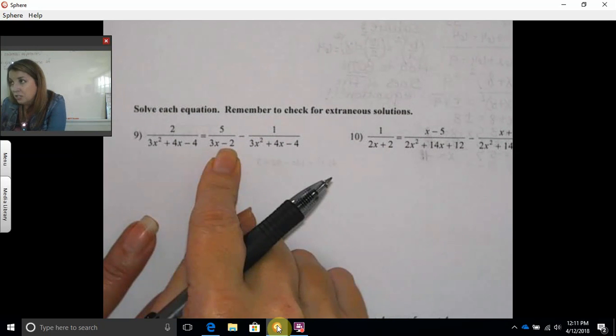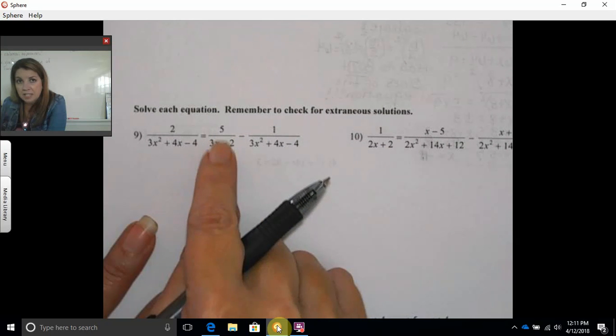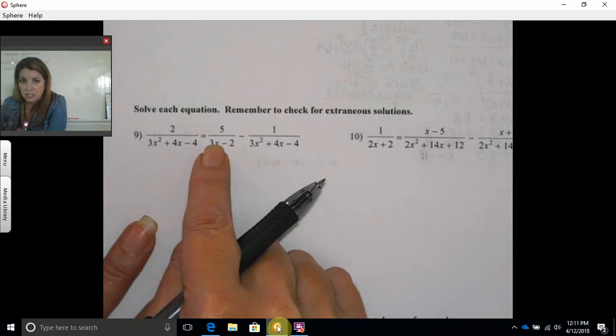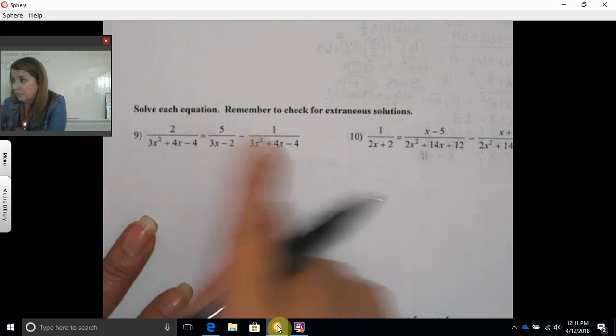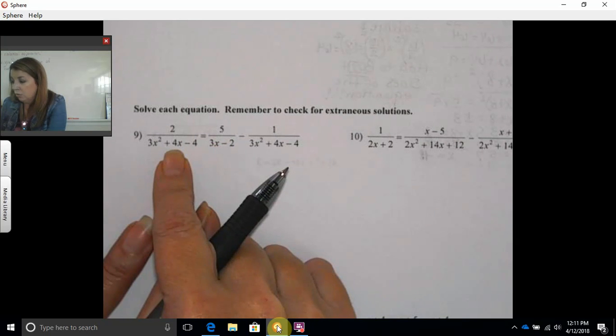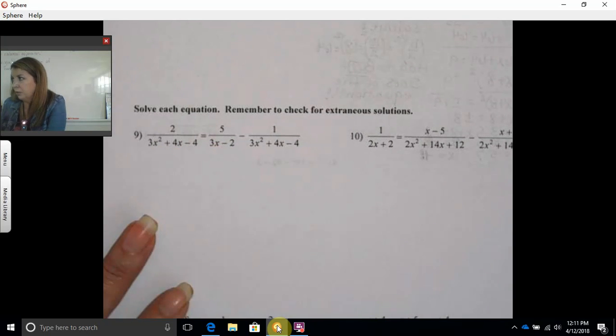3x minus 2, can that be factored? No, it's linear, meaning x's exponent is 1. That's the highest degree. The only way to factor a linear expression is if there's a GCF. There's not, so I don't have to worry about factoring that. This is the same as this. So once we factor it once, it'll be the same factors for both, right?